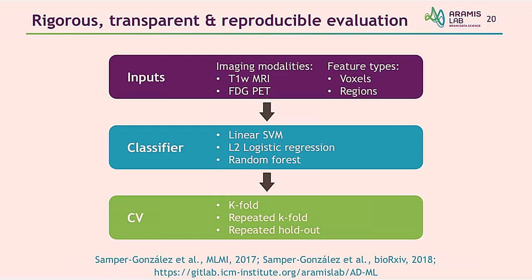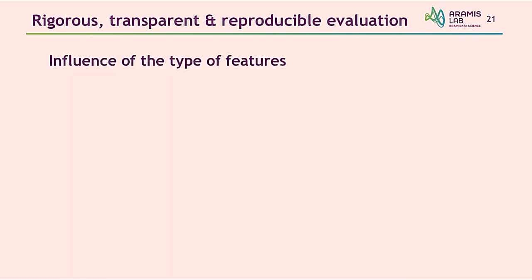So in the following, if I don't mention anything, the classifier will be the linear SVM, and the cross-validation is the repeated holdout. So we compare the balanced accuracies obtained for voxel and regional features that were extracted from both T1 and FDG PET images, from ADNI participants, here using a linear SVM classifier.